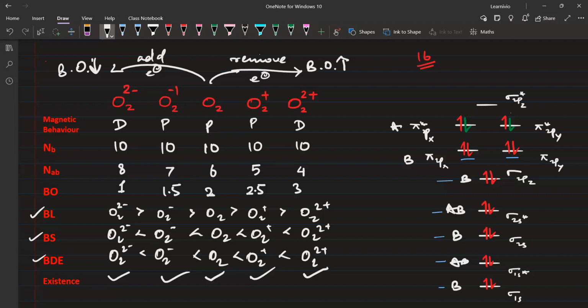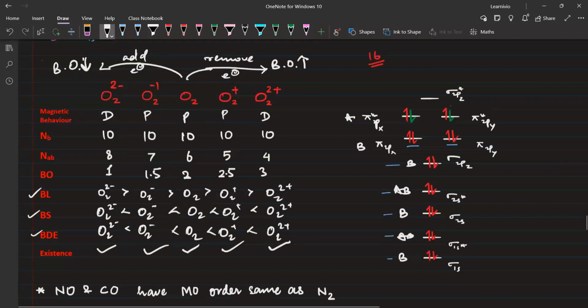And after this, just write a small note that NO and CO have the same bond order as N2. Whether it is NO or CO, both are having the same amount as N2. Okay, so what happens in N2? In N2, first of all you have pi, then you have sigma, then you have pi, then you have again sigma. Okay? It is 2 1 2 1. Here it is 1 2, and in N2 it is 2 1 2 1.